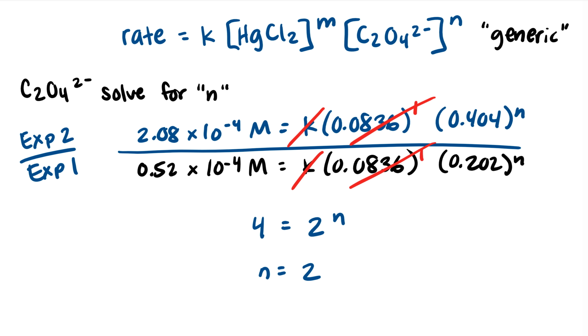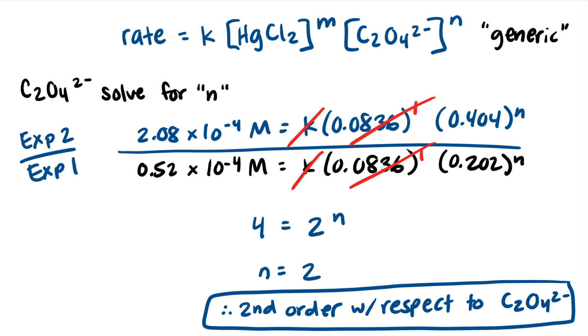All right, simplifying here, we get 4 is equal to 2 raised to the power of n. So therefore, n has to be 2 because 2 squared is 4. So therefore, this reaction is second order with respect to C2O4 2 negative, the oxalate ion.